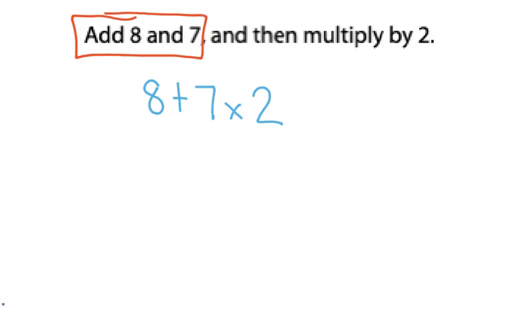Add 8 and 7 and then multiply by 2. How can I make it so 8 and 7 is in isolation? So it's by itself? I just need to put parentheses. So if you did it, then you would do 8 plus 7 first. Then you would multiply that answer by 2.